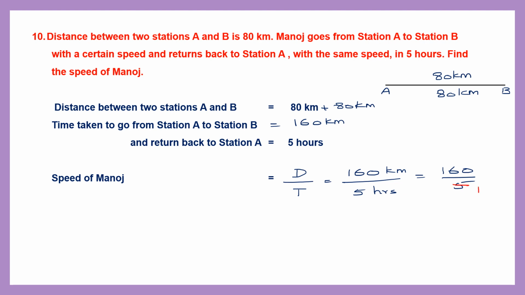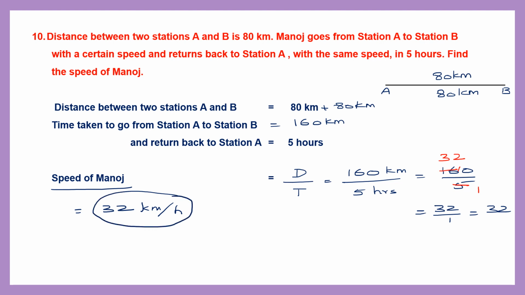So 5 ones are 5. Now this is 16. 5 threes are 15. What is left? 1 is left. So put 1 there, it becomes 10. 5 twos are 10. So what do we have here? We have 32 by 1, which is equal to 32. So we have found the speed of Manoj to be 32, and look at the units: kilometers per hour. So let's write that, 32 kilometers per hour. This is our answer, the speed of Manoj.